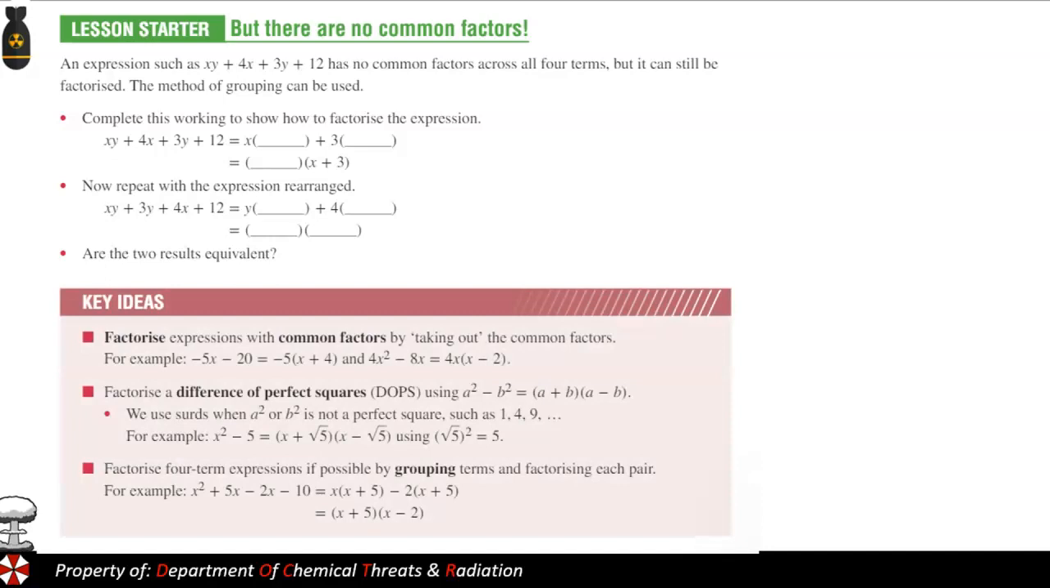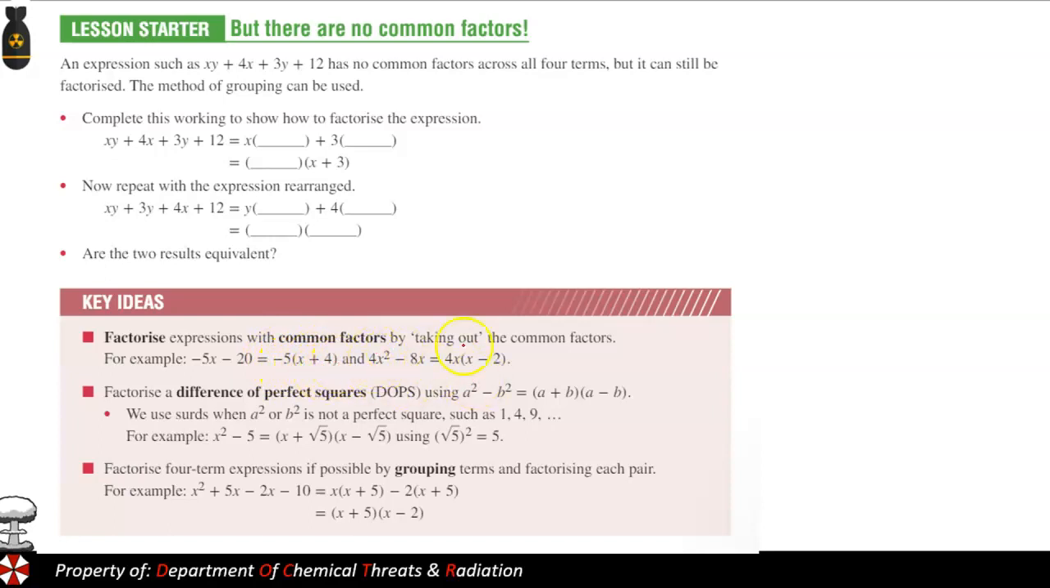So the key idea for this lesson is that we can factorize expressions by taking out a common factor. And it doesn't have to be a factor that's common to all of the terms sometimes, which is what we just saw in this grouping concept. Previously we've seen that in an expression like 5x minus 20, we can pull out the 5 and we're just left with x minus 4.